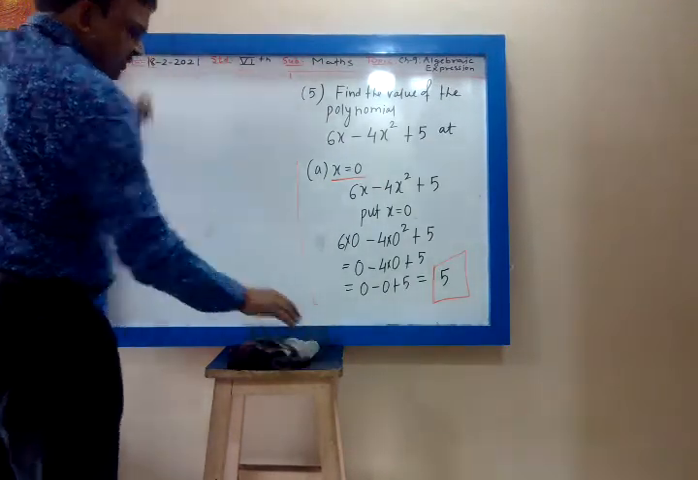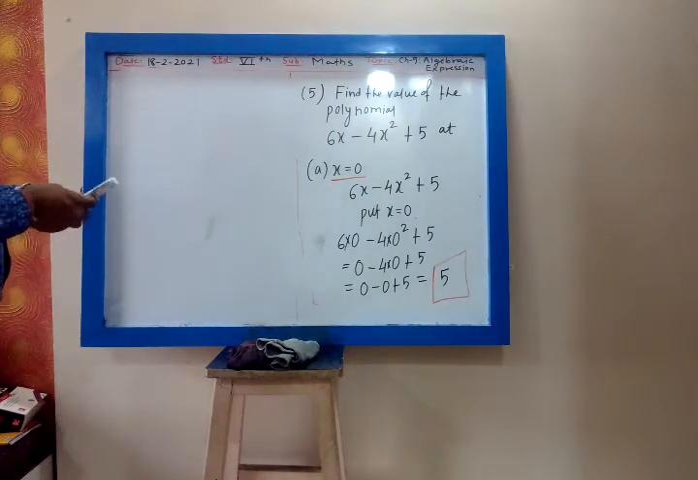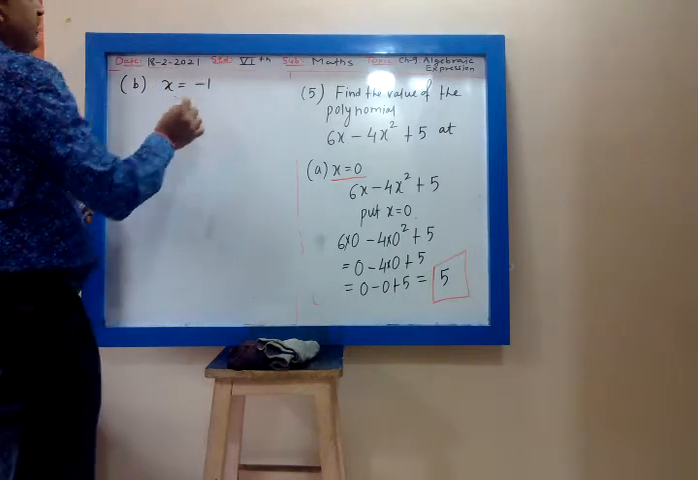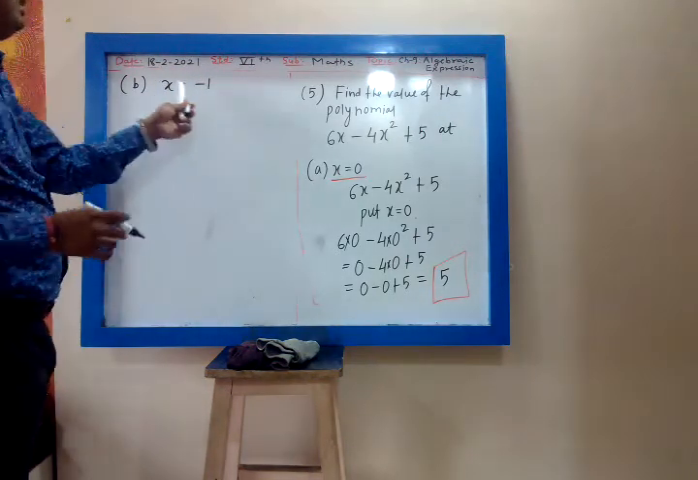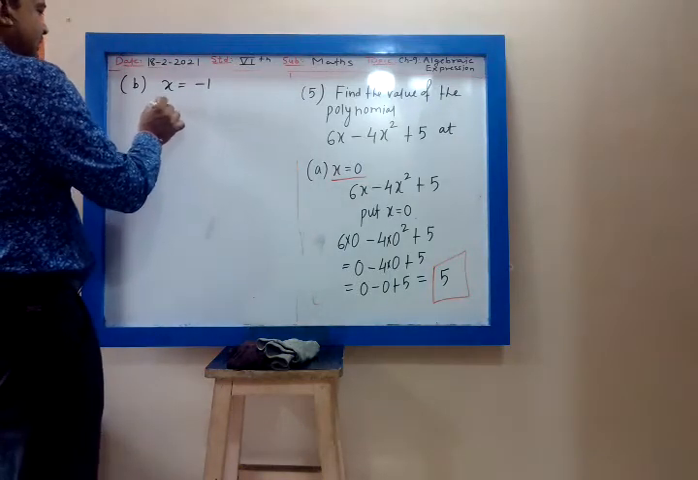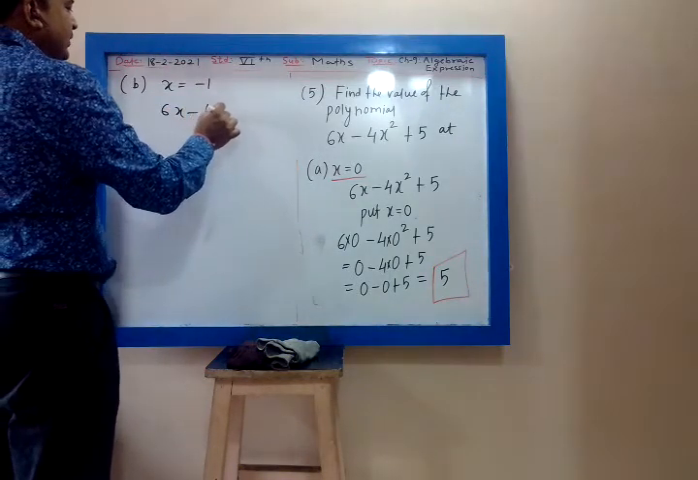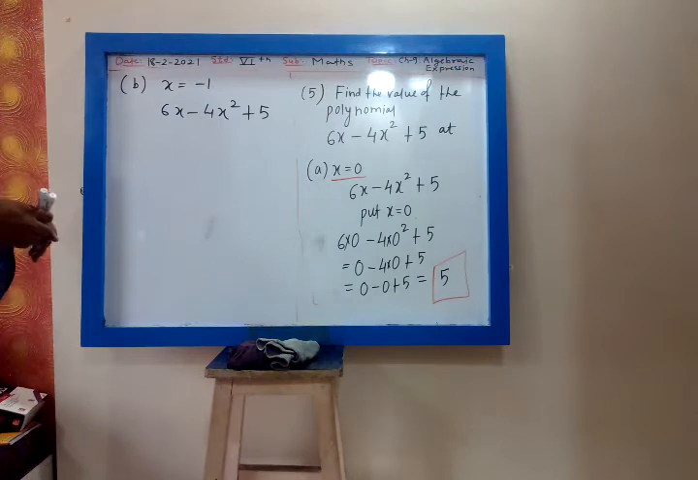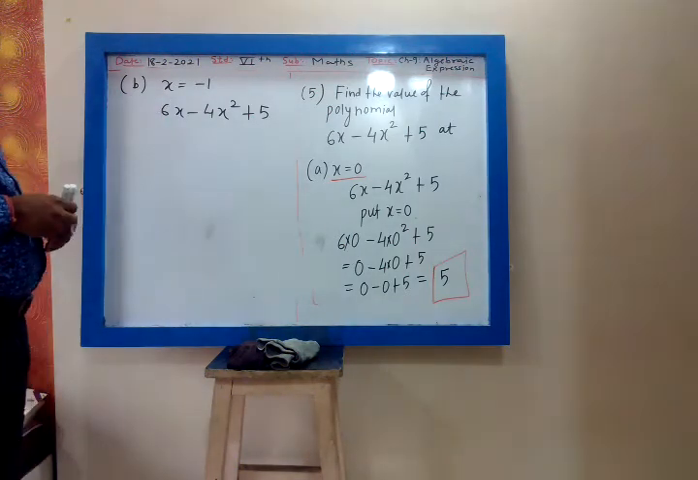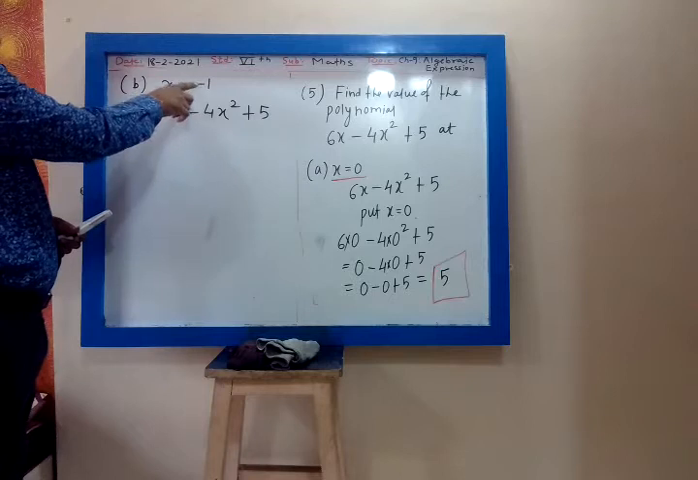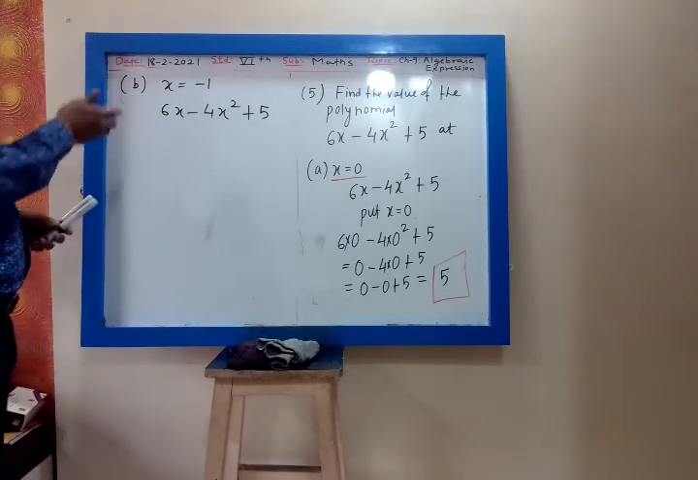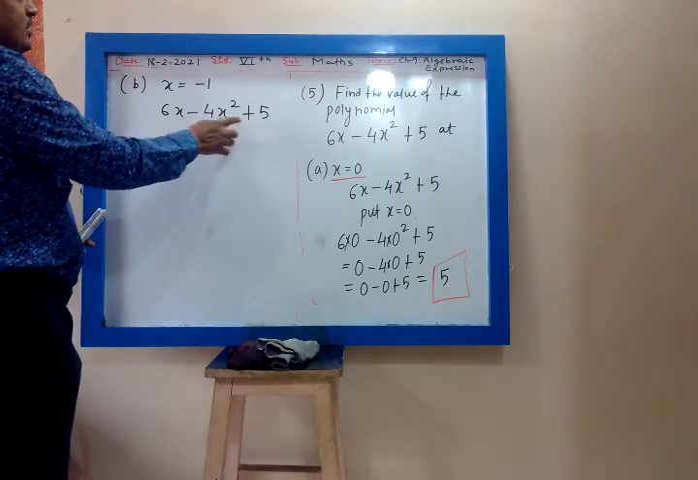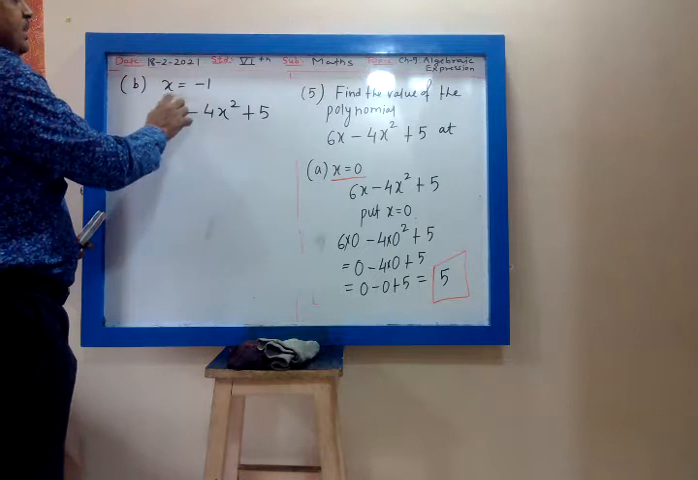Mute the microphone. Yes. B, x is equal to minus 1. Now we want to find the value of this polynomial at minus 1. So my polynomial is 6x minus 4x square plus 5. We want to find the value of this polynomial at minus 1, when the variable x takes the value minus 1. So try to understand, I am explaining.